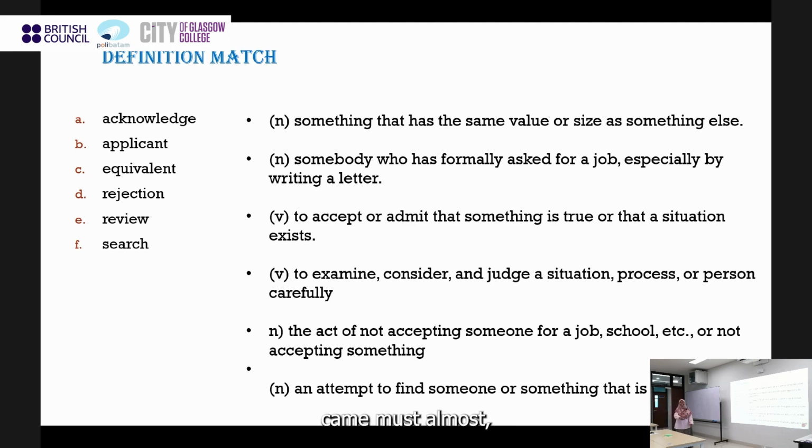You have no idea? What is the meaning of that word? To access? To accept. Okay, I will give you time to think first. Two minutes to match these words with the definitions. Okay, the first word, what does it mean?